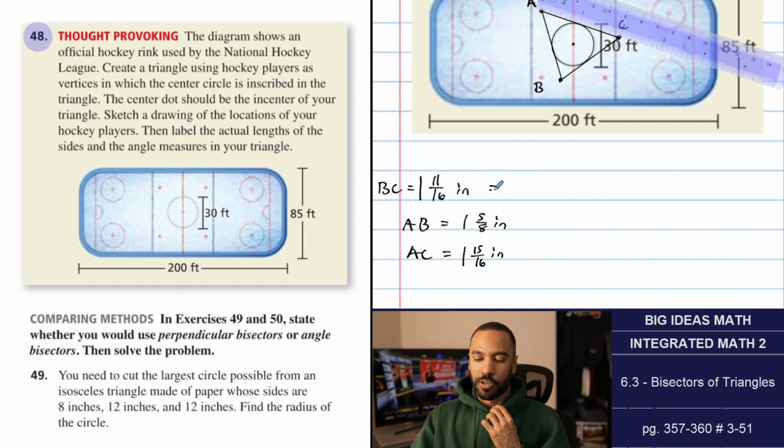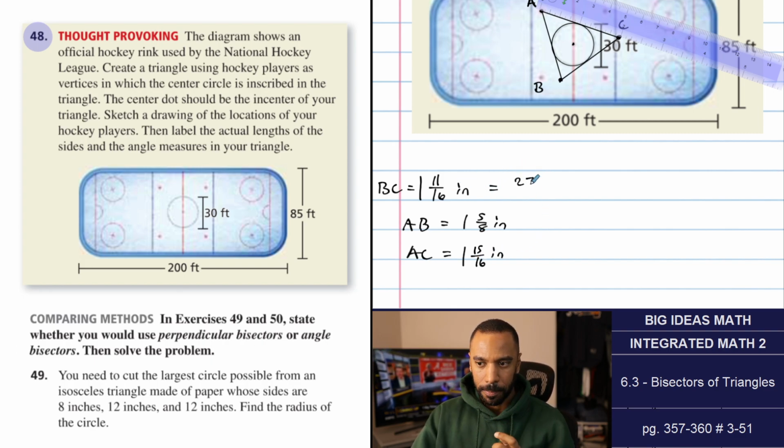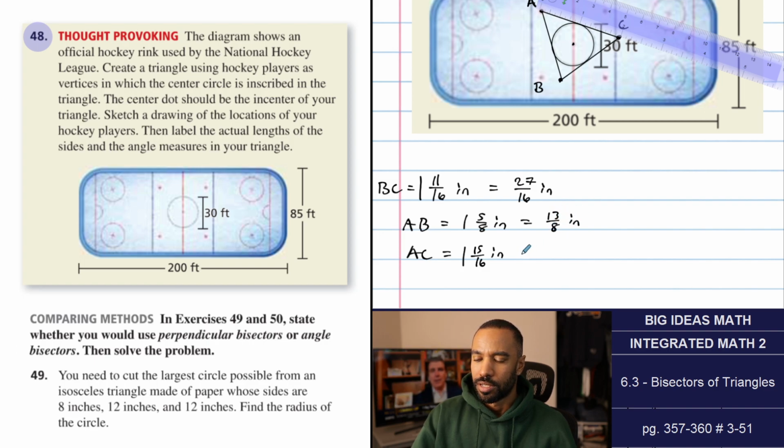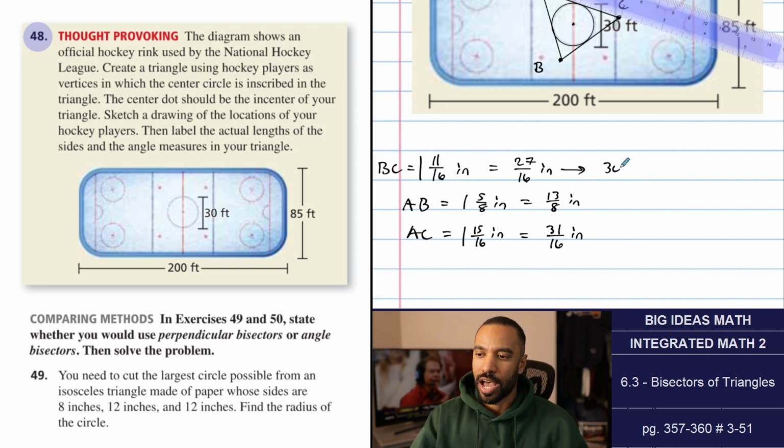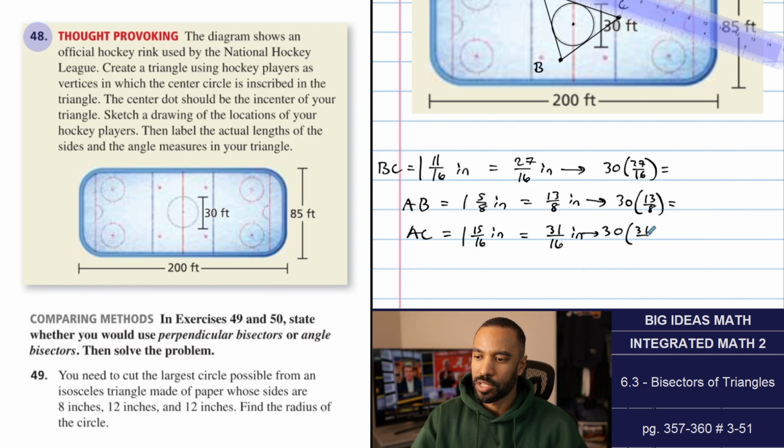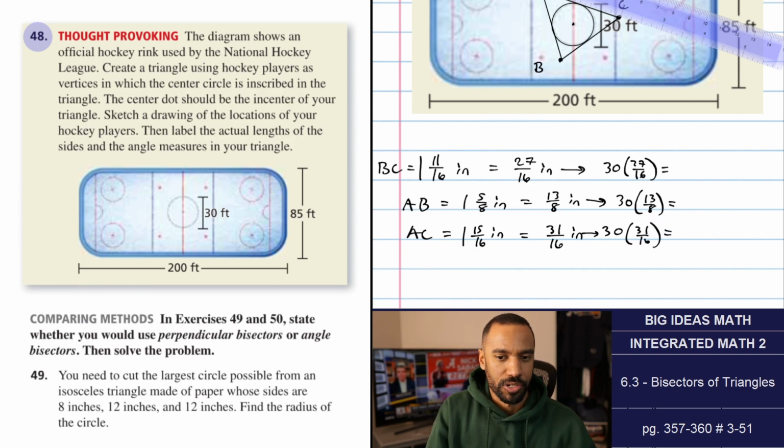Now, first thing I'm going to do is translate these into improper fractions. So 27/16 of an inch, 13/8 of an inch, and then 31/16 of an inch. With those in mind, I get to multiply those by the 30 feet. So 30 times 27/16 equals something. I'm going to go to the calculator for that. And then 30 times 13/8, and then 30 times 31/16. Then we'll just get approximations of those.